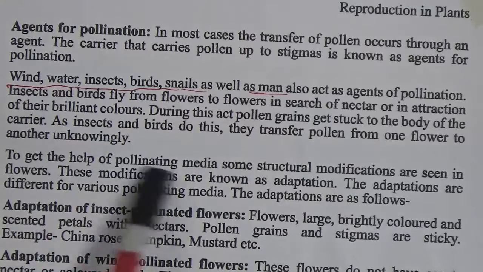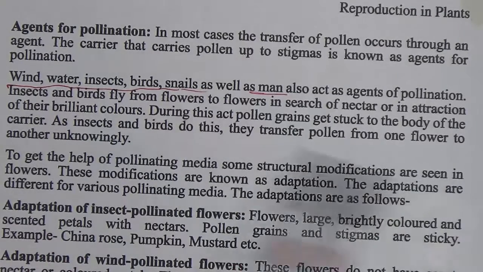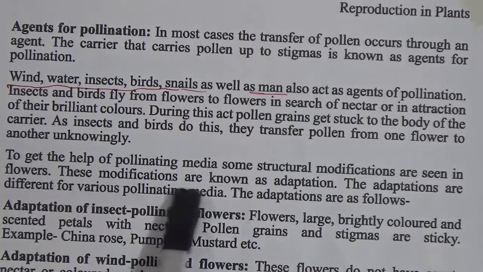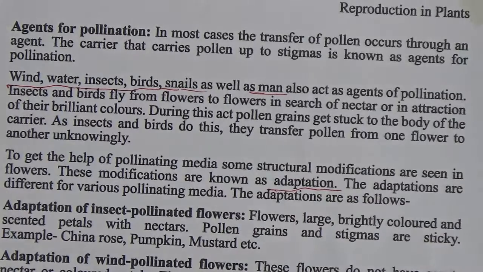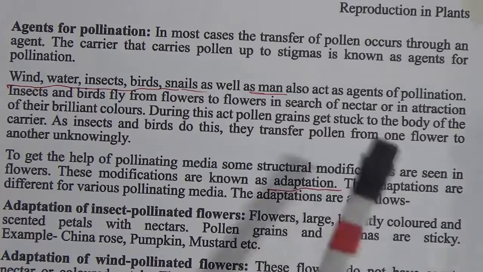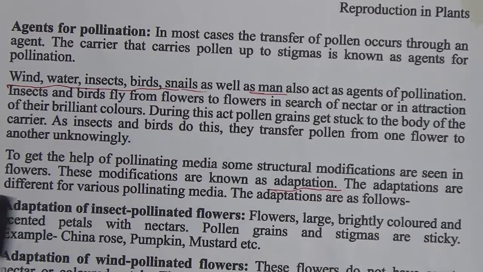To get the help of pollination media, some structural modifications are seen in the flower. These modifications are known as adaptation. Why does the flower go through this adaptation? To attract the media, or agent, or to get the help of the agent. The adaptations are different for various pollination media. The adaptations are as follows.